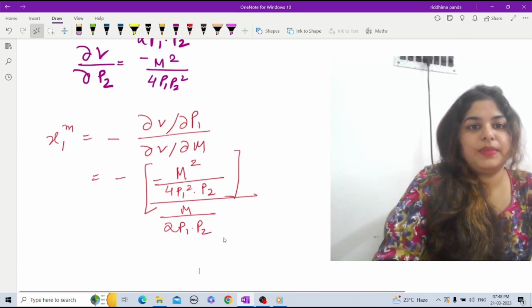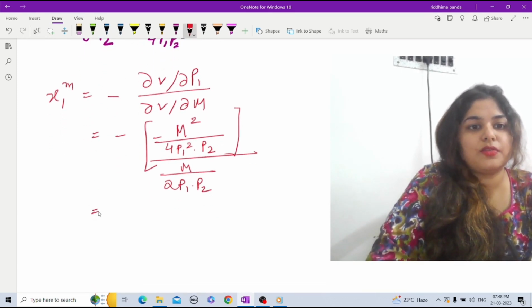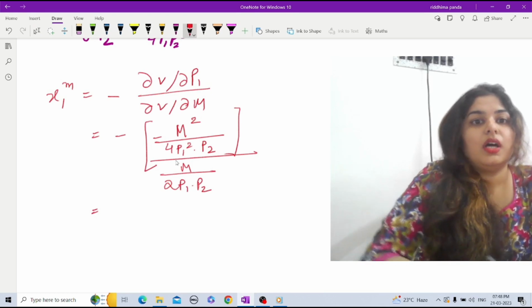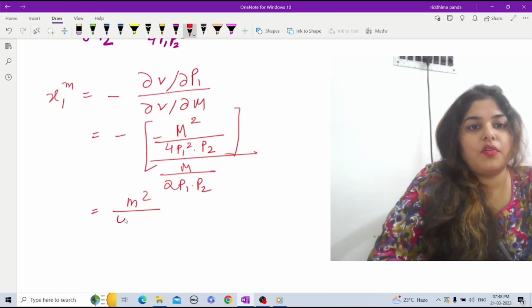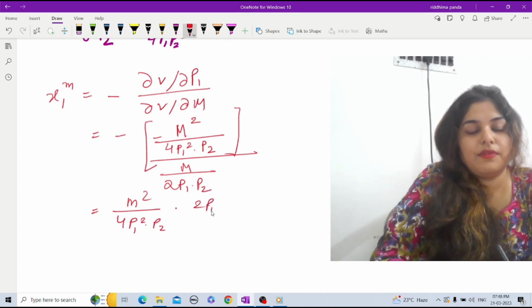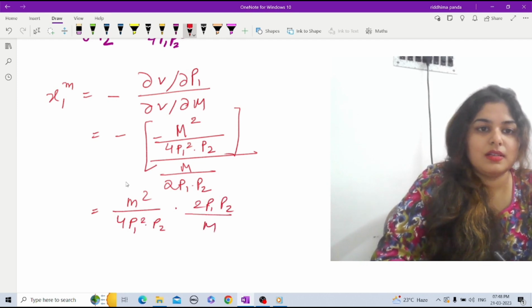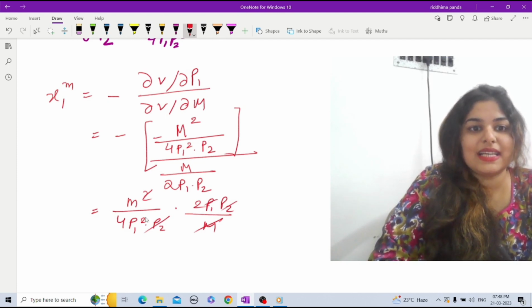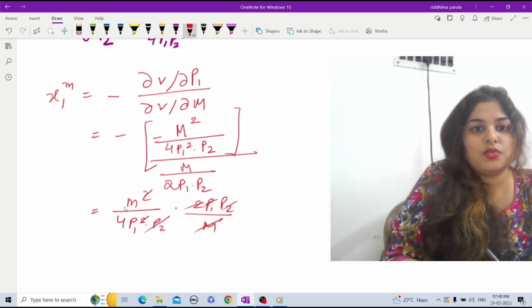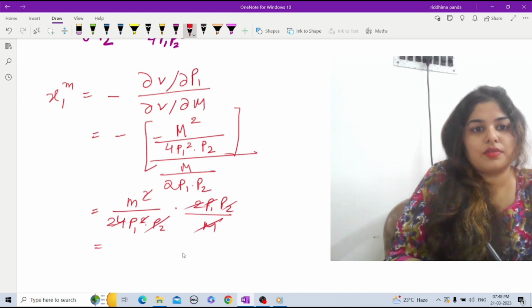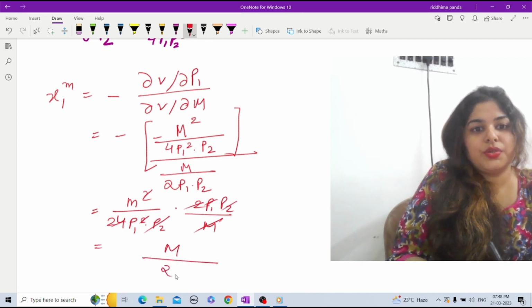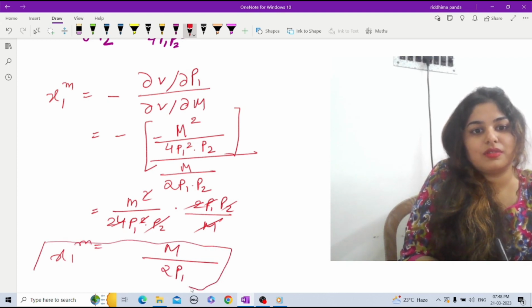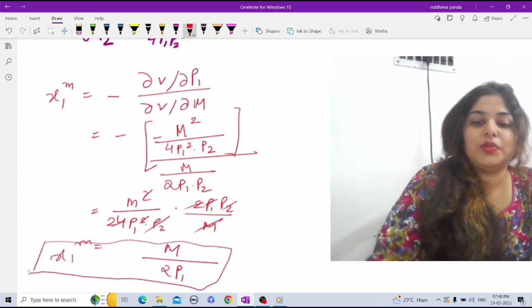Okay, let's simplify. Minus minus means I don't have to write the minus again, so it's positive. So M square by 4 P1 square into P2 times 2 P1 P2 by M. This is the simplification. Let's cancel. P2 and P2 get cancelled, P1 gets cancelled, M gets cancelled, and 2 ones are 2, 2 twos are 4. So M by 2 P1. So this is X1M, that is the Marshallian demand function of the first commodity.